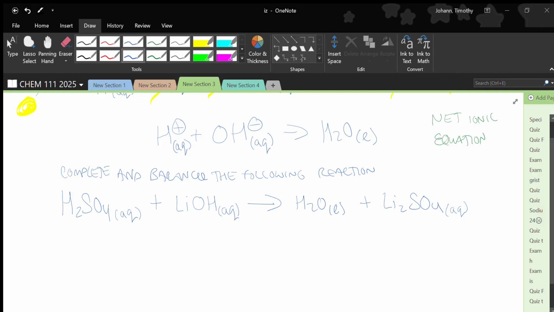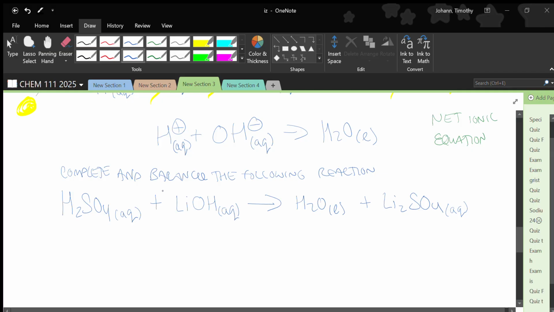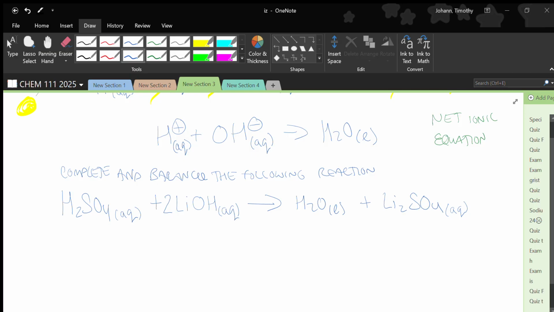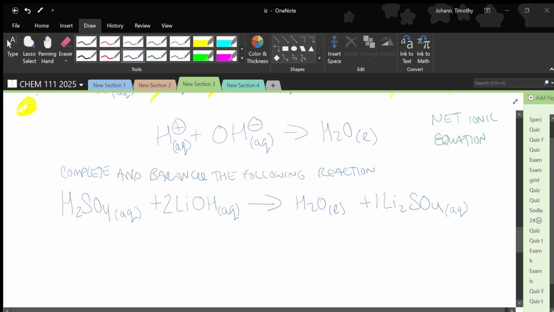So what I'm going to do is look at this and balance my sulfurs and my lithiums first. I see that I have 2 lithiums over here, right? How many lithiums over here? Okay, I'm going to put a 2 in front of that to fix that one. And then now I've fixed my sulfurs, right? Now I have 2 lithiums. I have 1 over here. I could put a 1 in front of it for now, and I'll erase it maybe.